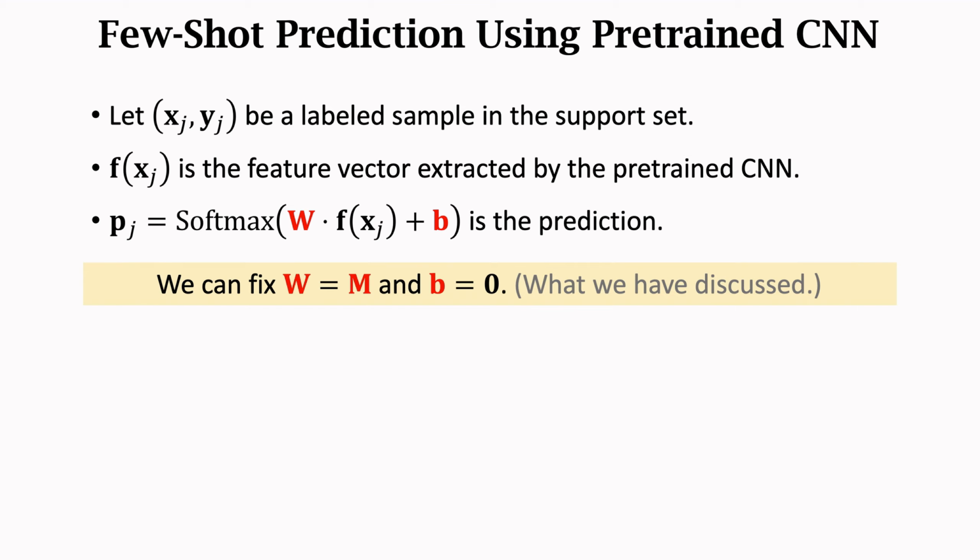Previously, we didn't use fine-tuning. We simply fixed W and b instead of learning them from data. We set W to M and b to the zero vector.